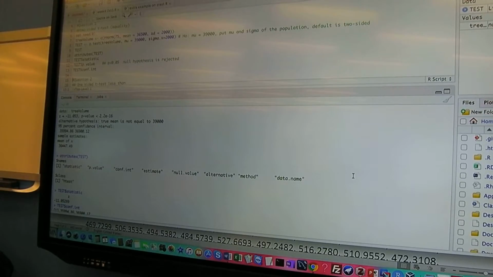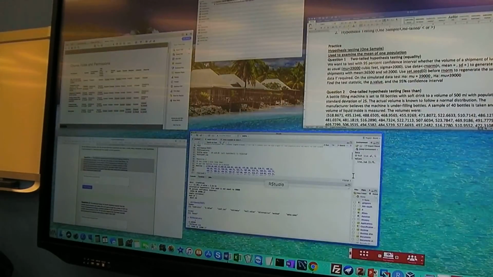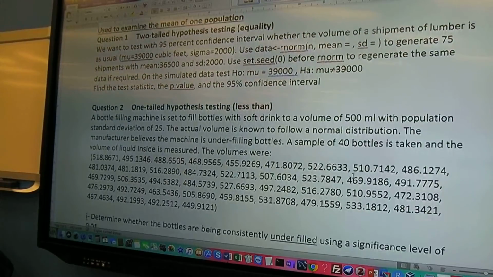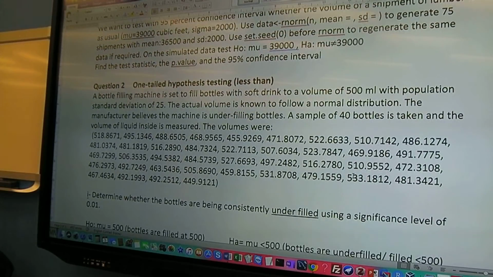Okay, now let's move on to the second question. The second question now is something that is related to one-tailed testing. So basically, I'm not testing here equality or non-equality. I'm basically testing greater than or less than. The mean of the sample, is it greater than the mean of the population or not, or less than the mean of the population or not? And this is used in a lot of examples or research questions.